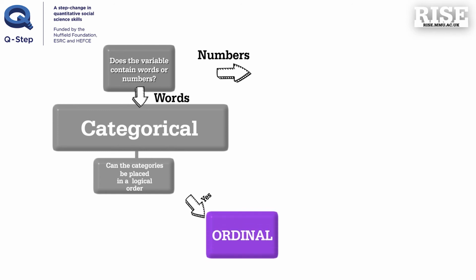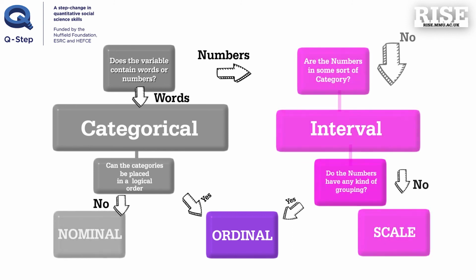And because we're saying yes, we now know it's an ordinal variable because it's words and categorical, but those categories can be placed in a logical order. Therefore, the other bits of information on here, you don't actually need to worry about for this particular example. So what we've done there is we've managed to look at 5 different options for a question related to how often they visit Instagram, and we have identified that that is an ordinal variable.